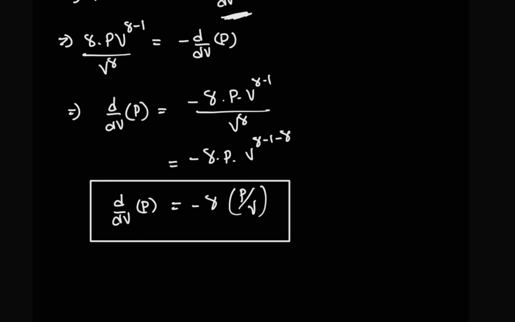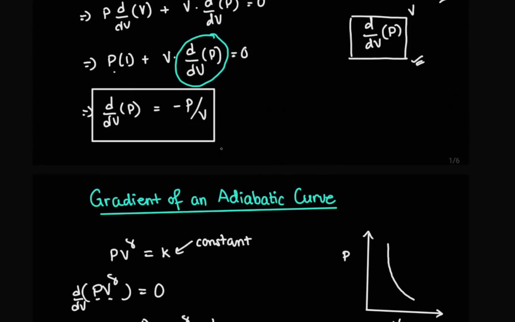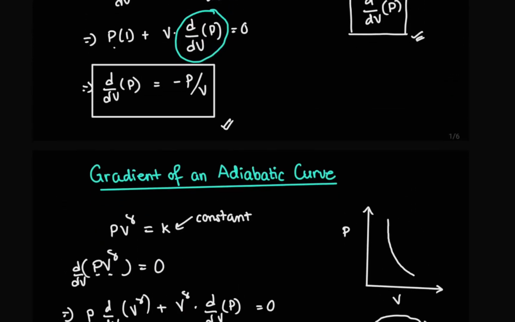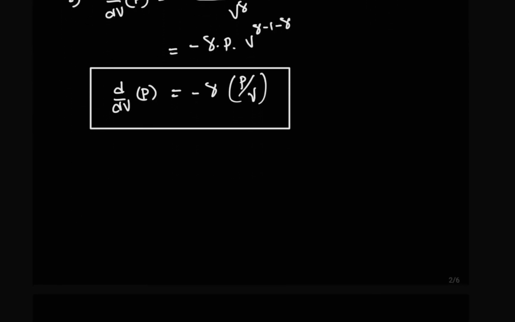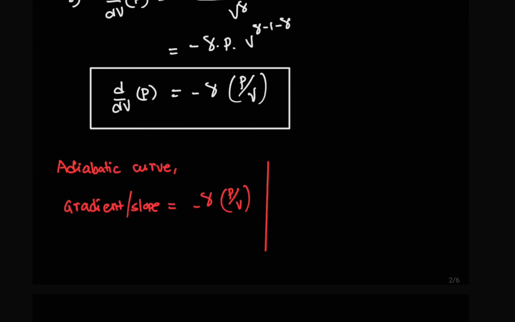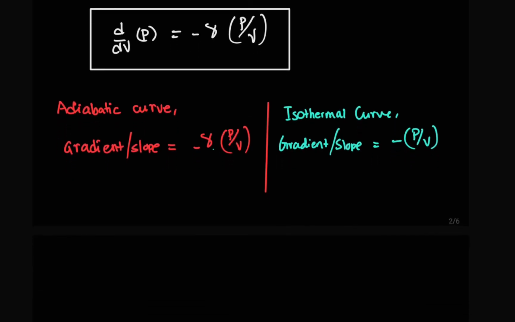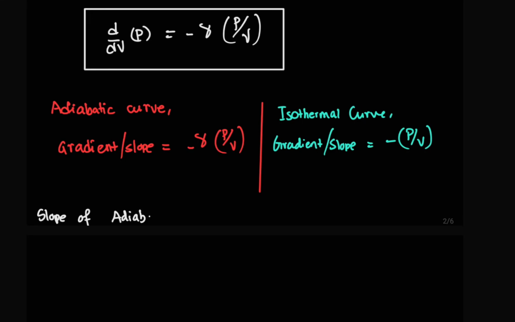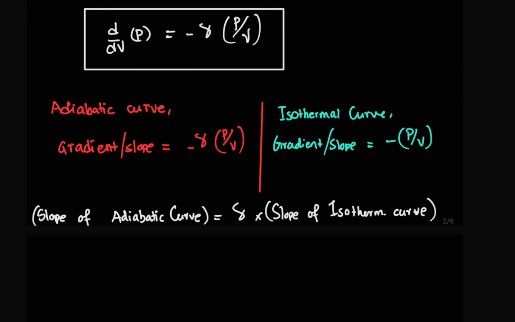And if we compare this with the slope of an isothermal curve over here, we have that the slope of an adiabatic curve is minus gamma P over V, and for an isothermal curve, this is minus P over V. So it is clear that the adiabatic curve is gamma times steeper than an isothermal curve. Well, that's all.